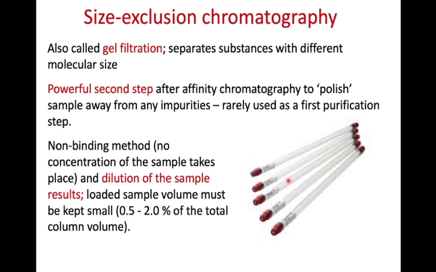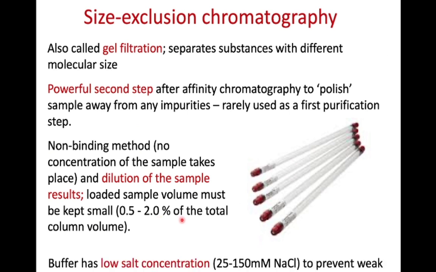There are different columns which are available and they have different sample volumes. We have a non-binding method, where no concentration of the sample takes place, and afterwards we have a dilution of the sample. The load sample volume must be kept small, so that's really important, anything between 0.5 to 2% of the total column volume. The buffer has low salt concentration, between 25 and 150 millimolar. Remember that was useful for keeping protein structure. And this also prevents any weak electrostatic effects between the protein and the column matrix.